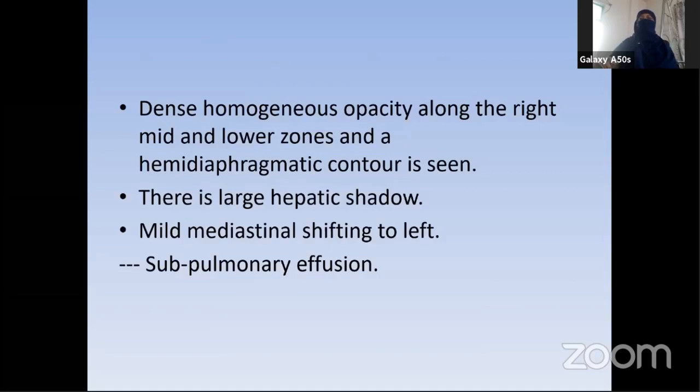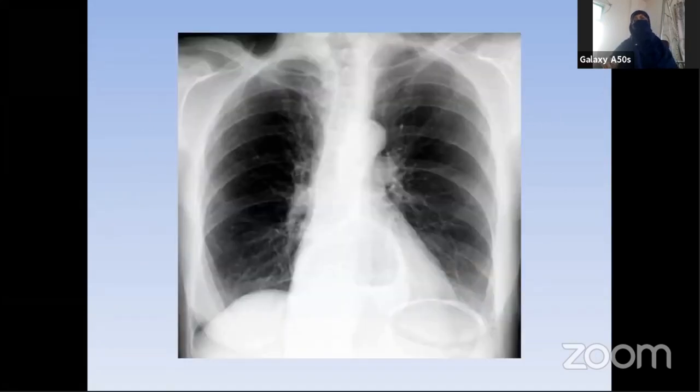We described. This is a chest X-ray, PA view again. Can you see any abnormality here? This is an X-ray chest of an elderly patient. Why are we saying elderly? That is also a question you may ask.